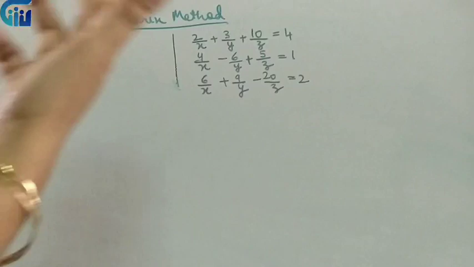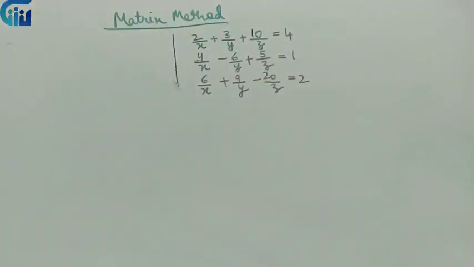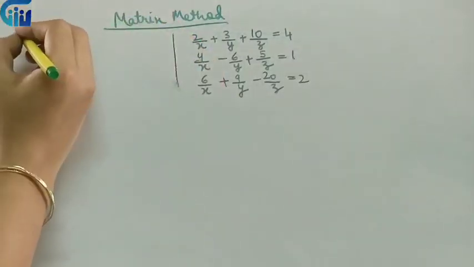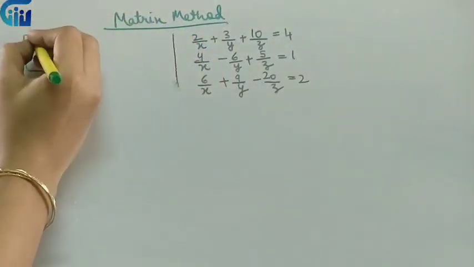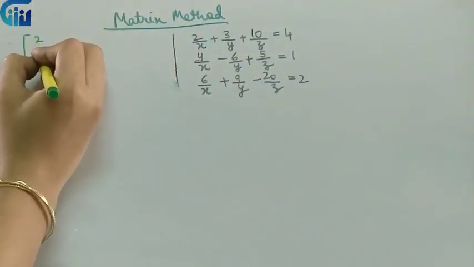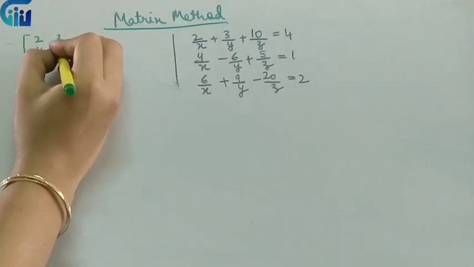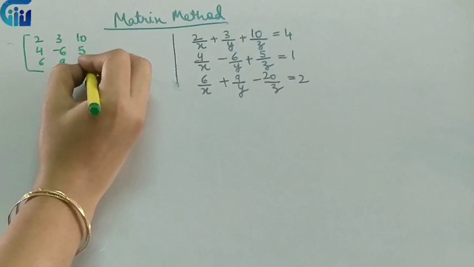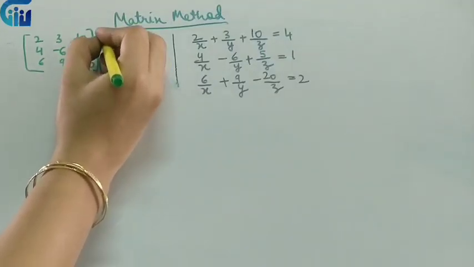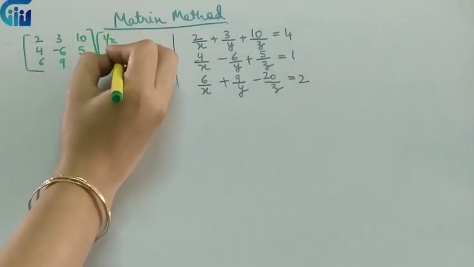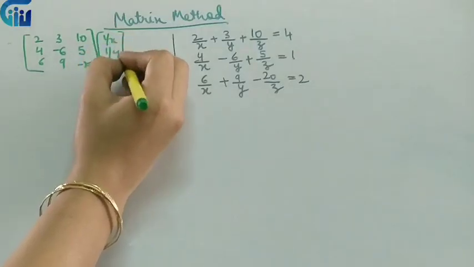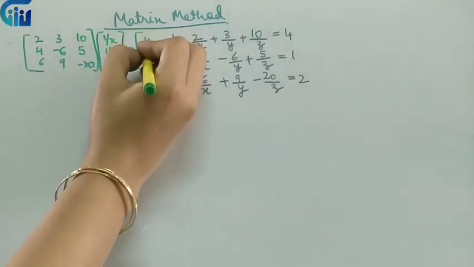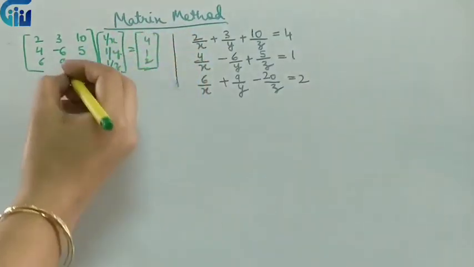Same lines, now we have a question in form of 3 variables. Again we have 1 upon x, 1 upon y and 1 upon z. So what I'll do, I'll change this to matrix 2, 4, 6, 3, minus 6, 9. This is 10, 5, minus 20. And this will be 1 upon x, 1 upon y, 1 upon z. This everybody has to remember. That's it. Rest of the thing we have to do on the same lines.